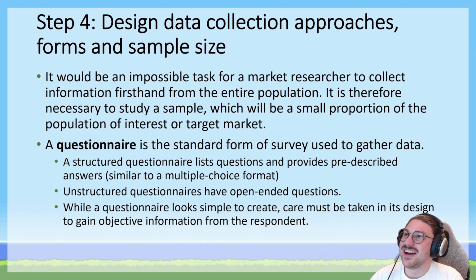Step 4 is design data collection approaches, forms, and sample size. If we know what kind of strategies we want to implement to gather this data, and if we know for certain that we want to gather the data ourselves, or if we want to look for data that's already gathered, the next step is to work out how you're going about gathering this data. Secondary data typically can be gathered through accessing publications, whether those are online or texts that you might gather from libraries. But if you're going for the primary data route, you're going to do the research yourself.